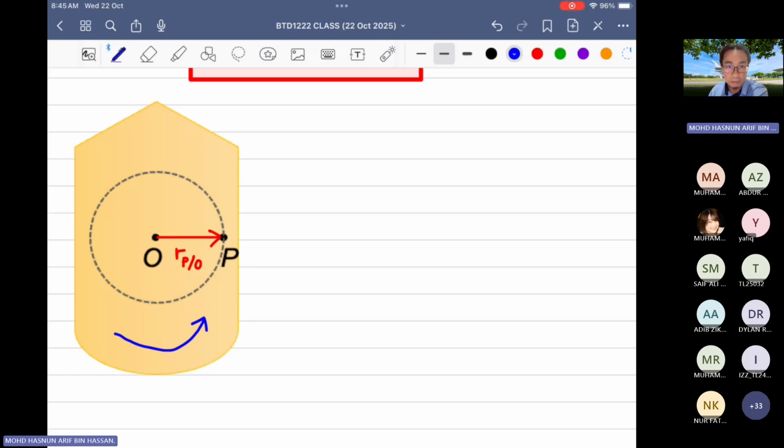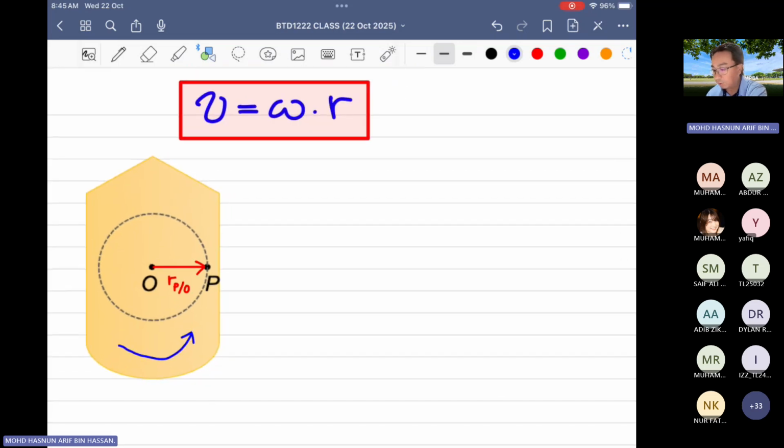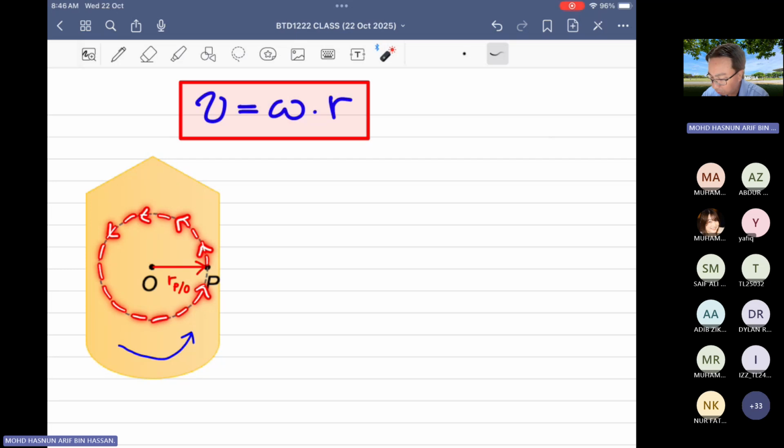So in which direction will the velocity of point P be pointing? Velocity of point P, I have explained in the previous class, will always be tangent to the path. If you notice here, this will be the path of point P moving around the center point or the origin O. Point P will travel in a circle like this.